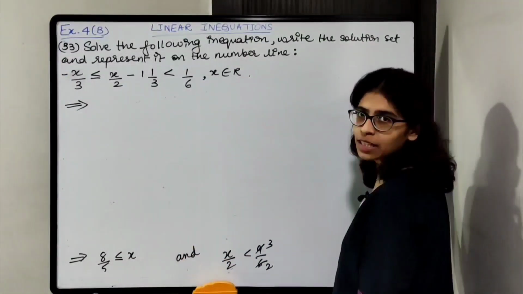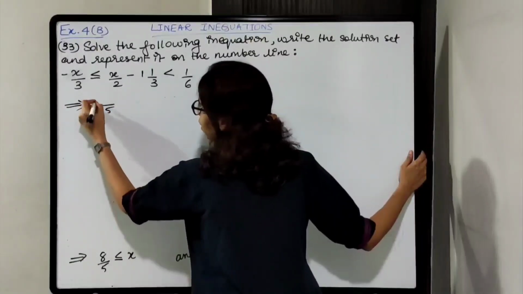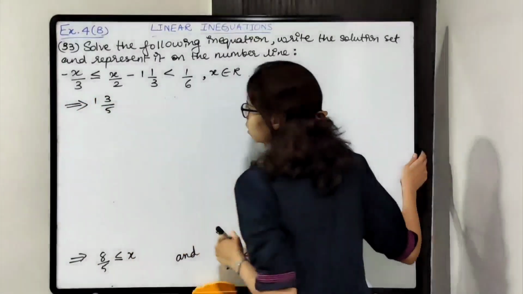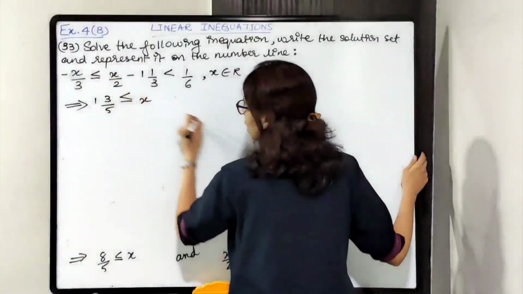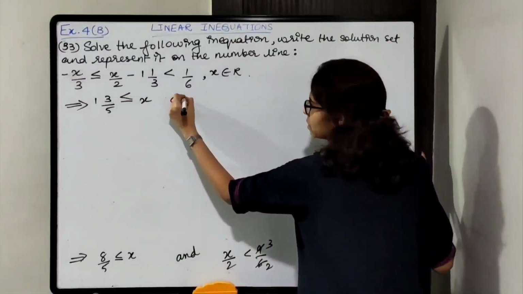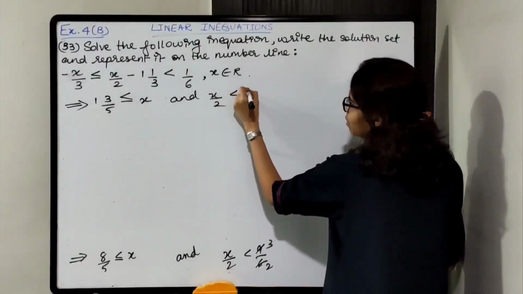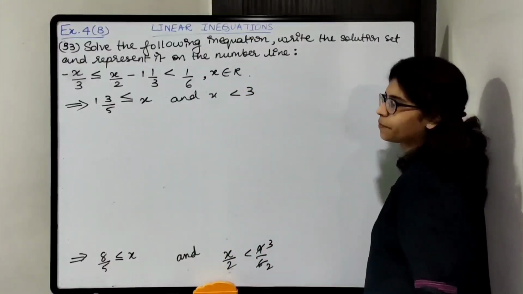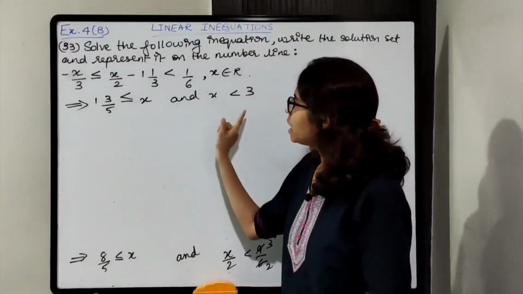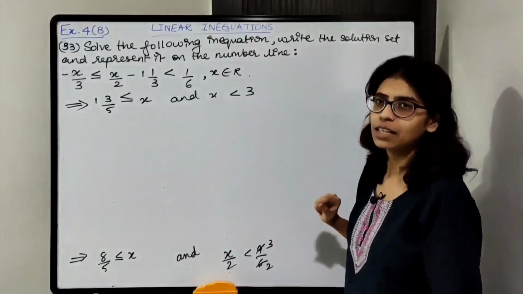8 by 5 we can express in mixed fraction form. So write it in mixed fraction form. 5 1s are 5 and 3 remainder होगा. So 1 3 by 5 is less than or equal to x, and x by 2 is less than 3 by 2, so 2 cancel हो जाएगा, x is less than 3. So this is the range we are getting. X is greater than or equal to 1 3 by 5 and less than 3.